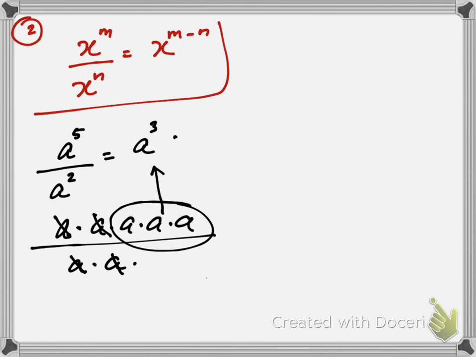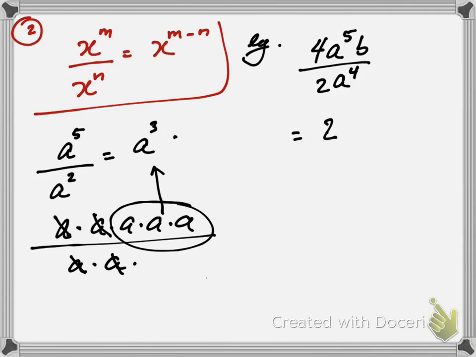It's pretty straightforward. Let's do some examples. 4a to the power 5b divided by 2a to the power, let's say 4. Cool. So 4 divided by 2 is 2. 5 minus 4 is 1. Cool. There you go. What happens if you have the bigger power at the bottom?